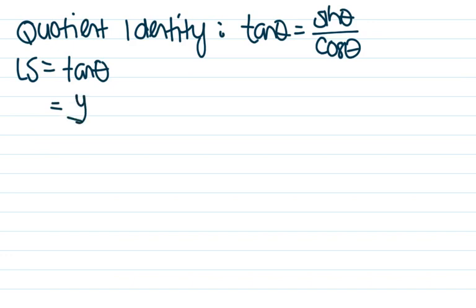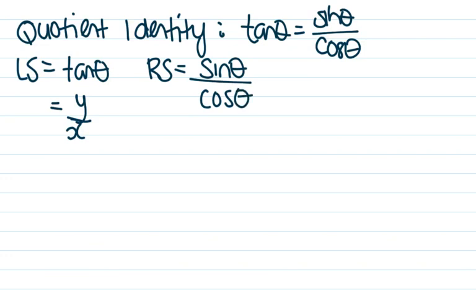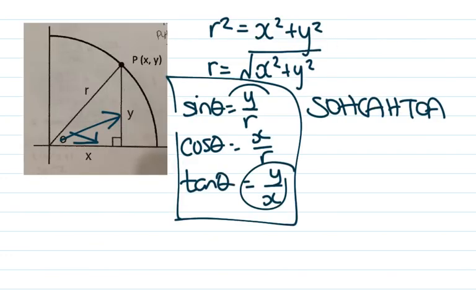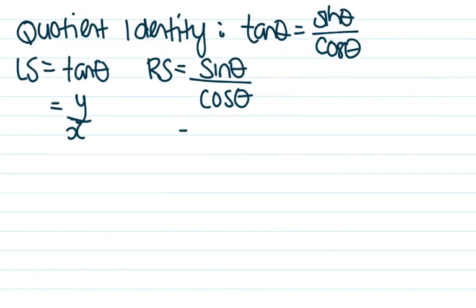So I'm just going to write that below here. Tan theta equals y over x. And I'm going to leave it at that. Then I'm going to go to the right side, which is sine theta over cos theta. I'm going to go back to these ratios again, take sine theta and cos theta and replace them in this over here. So sine theta equals y over r, and that's over cos theta, which is x over r.